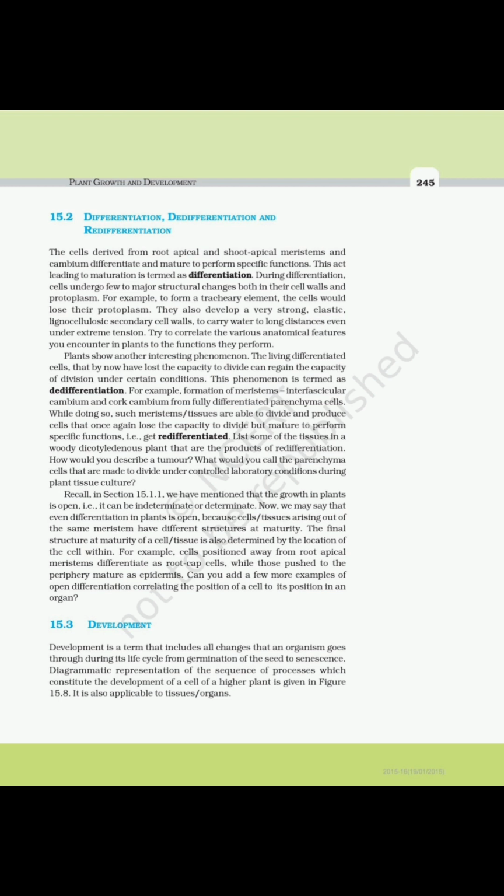Recall, in section 15.1.1, we have mentioned that the growth in plants is open, i.e., it can be indeterminate or determinate. Now, we may say that even differentiation in plants is open, because cells or tissues arising out of the same meristem have different structures at maturity. The final structure at maturity of a cell or tissue is also determined by the location of the cell within. For example, cells positioned away from root apical meristems differentiate as root-cap cells, while those pushed to the periphery mature as epidermis. Can you add a few more examples of open differentiation correlating the position of a cell to its position in an organ?